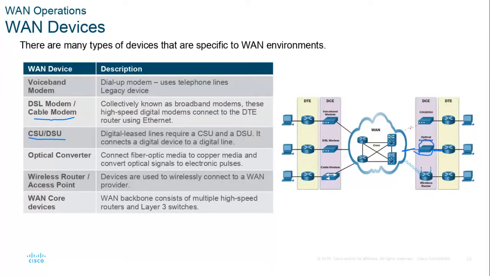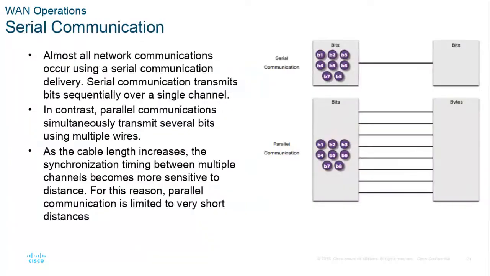A wireless router access point is like a Wi-Fi access point that you can use to provide service to Wi-Fi devices. Now, the telephone companies themselves use very fast routers and switches. They're $1 million devices. They're not like our $500 switches and $1,000 branch office routers that we have in the Cisco lab. They're much more sophisticated than that.